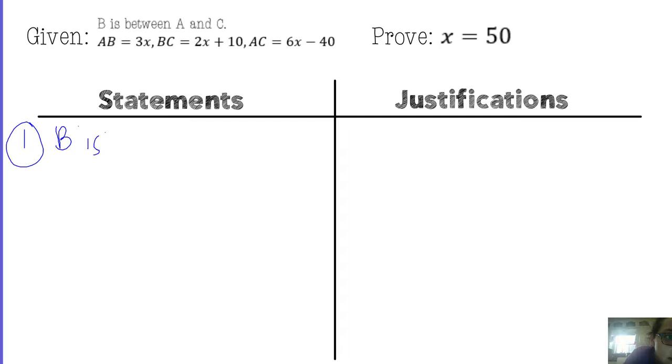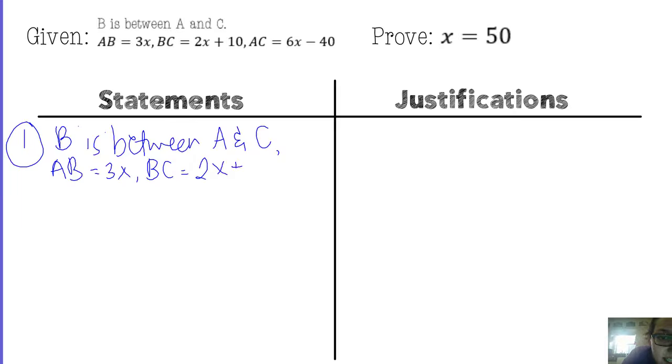into my first statement. B is between A and C. I'm going to copy on exactly as I see it. Don't change a thing. AB is equal to 3x. BC is equal to 2x plus 10. And AC is 6x minus 40. And the reason is it's given.